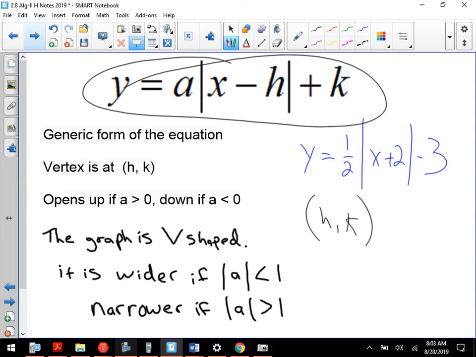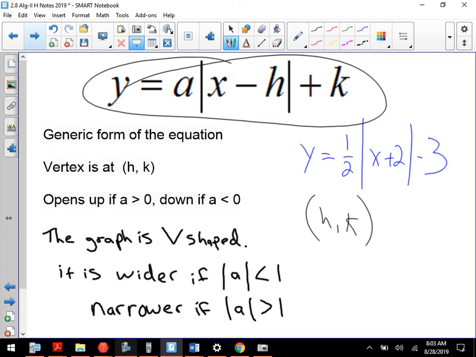And that will hold true all throughout the entire school year when we deal with a's, h's, and k's. The minus h shows up all the time, and it's usually a plus k. Don't get me wrong, when we get to conic sections, there'll be minus h's and minus k's, but by then you'll be like, oh.